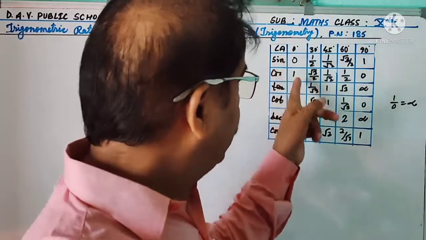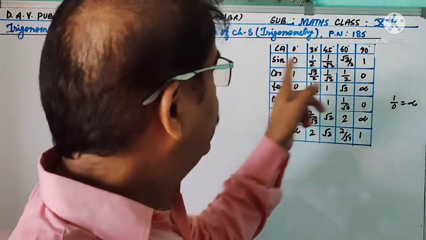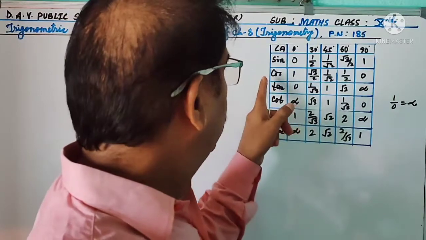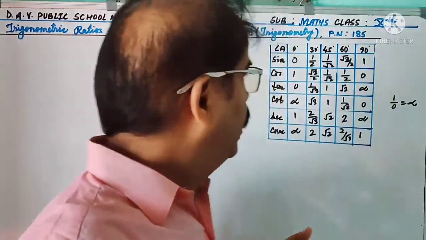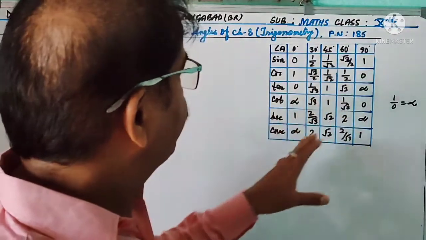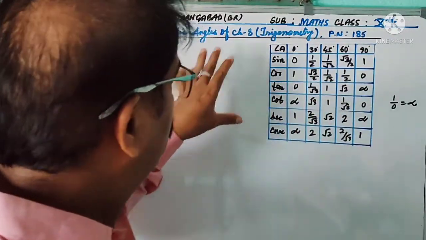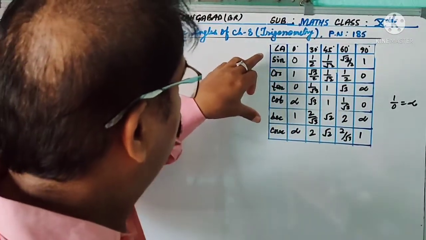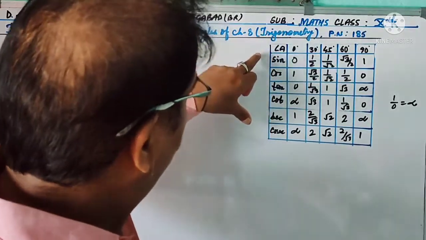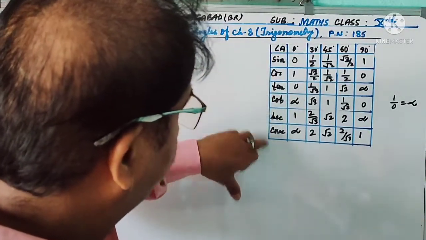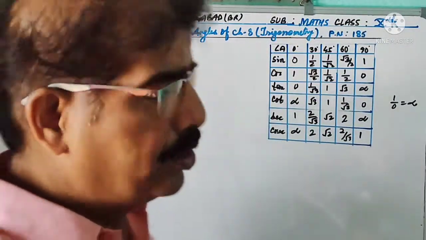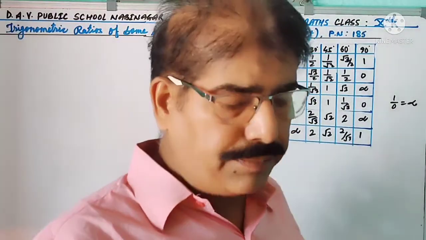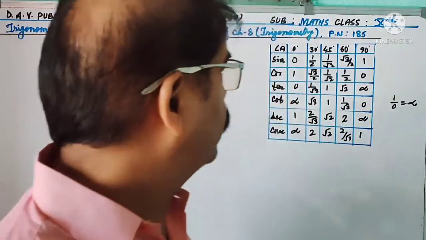So in sine, the angle increases, the value increases. In cos, the angle increases, the value decreases. So these are all the T ratios: sine, cos, tan, cot, sec, cosec, and angles 0 to 90 degree. Now I am going to start exercise 8.2. Let us move to the other topic.